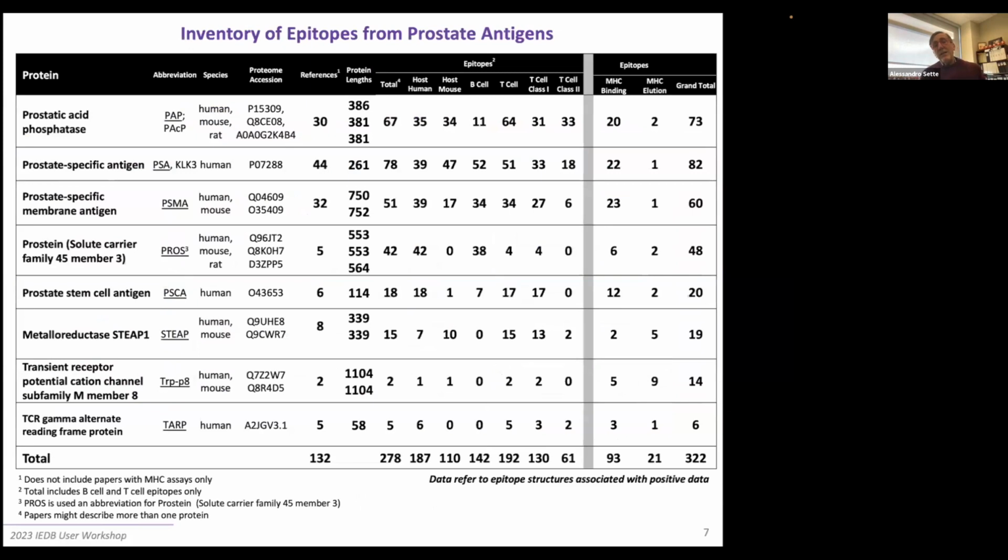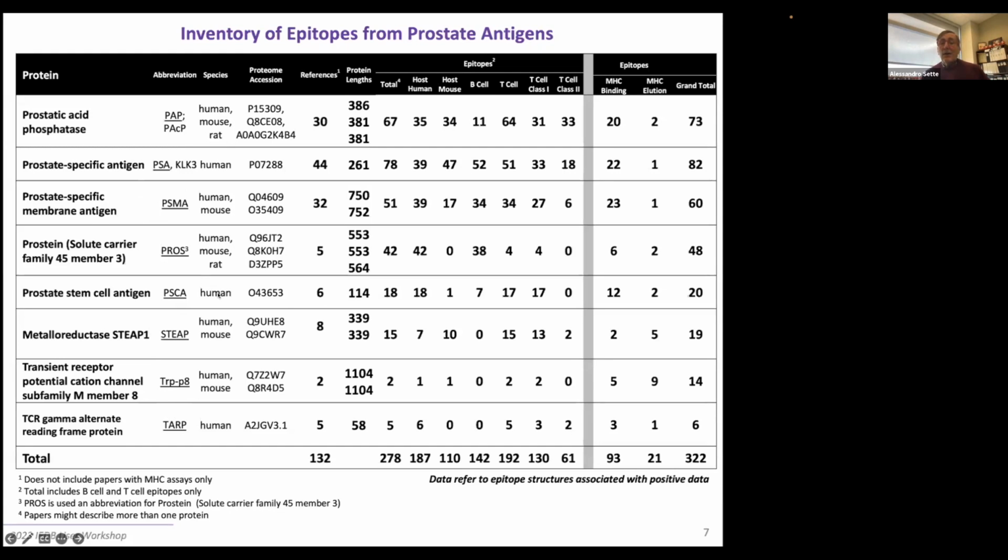So what did we find? What did we do in terms of the prostate-specific antigens? So here is the list of the prostate antigens: PAP, or prostatic acid phosphatase, PSA, the prostate-specific antigen, PSMA, PROS, the prostate stem cell antigen, PSCA, STAP, TRP8, TARP.